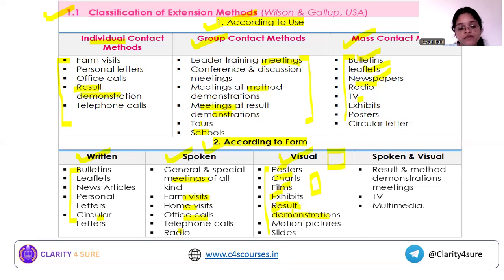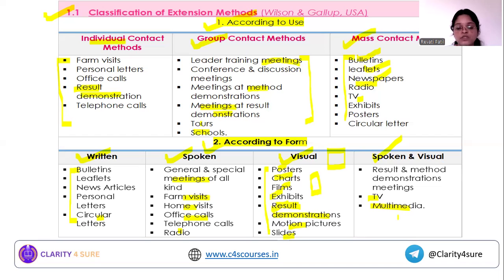Why it is visual form, we will see when we are studying result demonstration in detail. But for now, according to the form, result demonstration is categorized under visual form, and according to use, it is categorized under an individual contact method. Okay. So yes, under the next methods under visual are motion pictures and slide. And the last classification is based on spoken and visual, and the TV and multimedia are best examples of this.